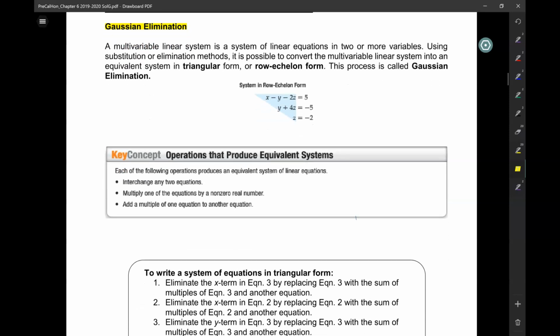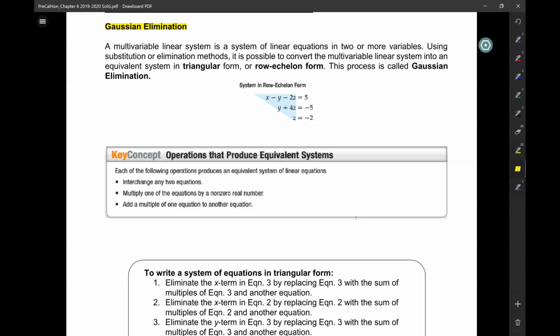So, when you have a multivariable linear system, a linear system of equations in 2 or more variables, you can use substitution or elimination to solve for the variables, right? One thing we can do is, when you start out with 3 equations and 3 variables, you can start from the bottom and start eliminating the variables, eliminating the terms. So here, the third one, you eliminate x and y. In the second one, you eliminate y. And then what you end up with is this triangular looking system.